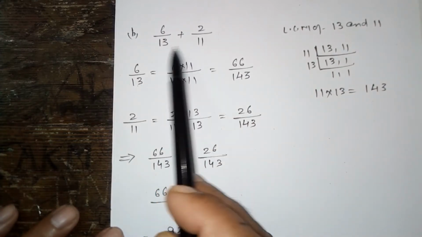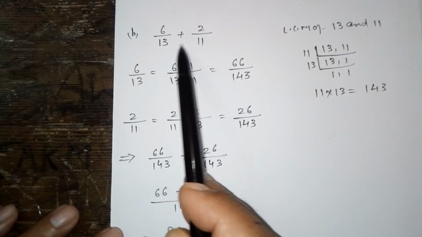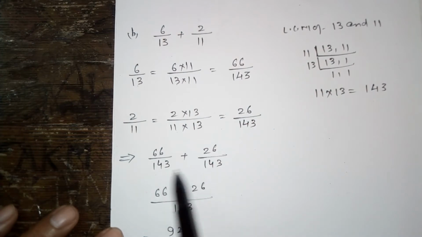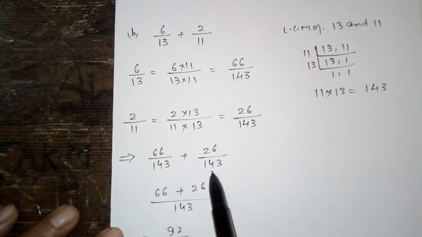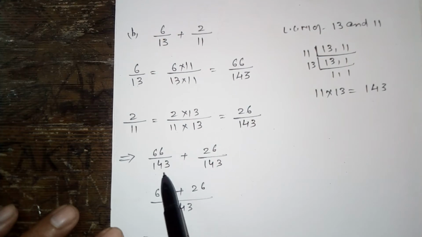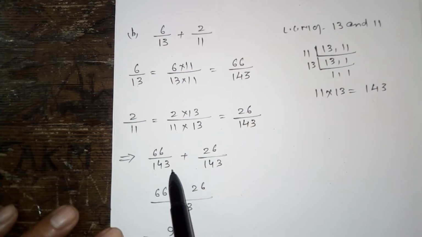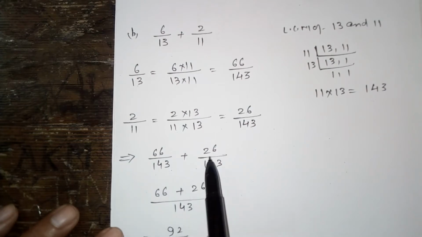Your question was in unlike fractions, and unlike fractions are converted to like fractions. As you are looking, 66 upon 143 and 26 upon 143, these two fractions are like fractions. That's why the denominators are same or equal. The LCM of 143 and 143 will give you 143. Then after, it is 66 plus 26. 66 plus 26 will give you 92.